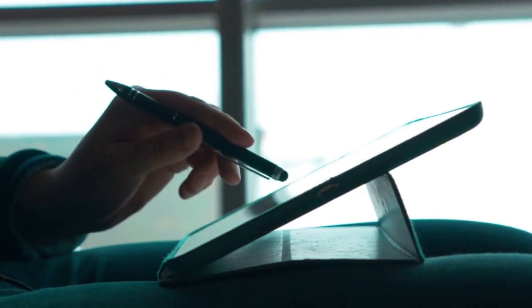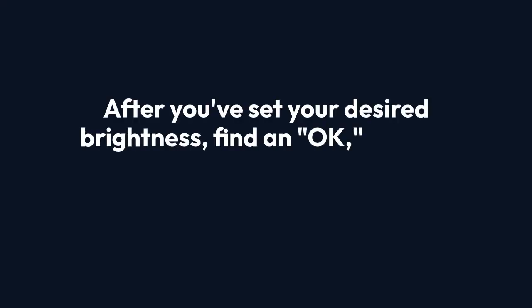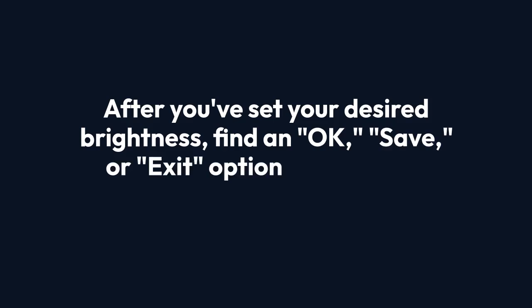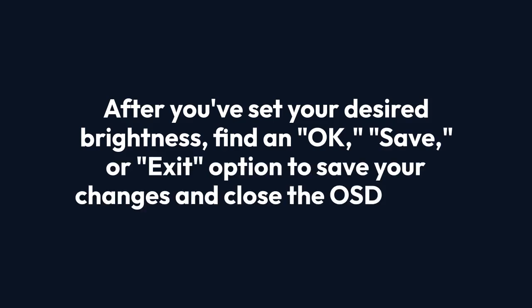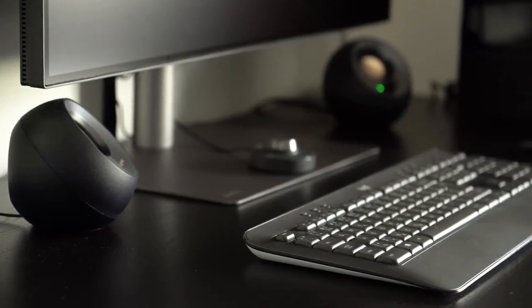4. Saving changes. After you've set your desired brightness, find an OK, Save, or Exit option to save your changes and close the OSD menu. The brightness should immediately adjust on your screen.